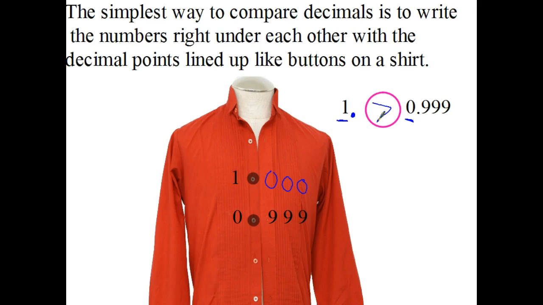So 1 is greater than 0.999 thousandths. It's almost a whole one, but it's not quite. If I don't have any whole numbers there, I know the whole number is always bigger than the decimal part.